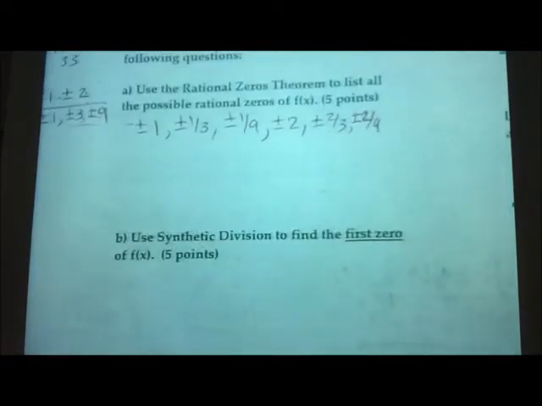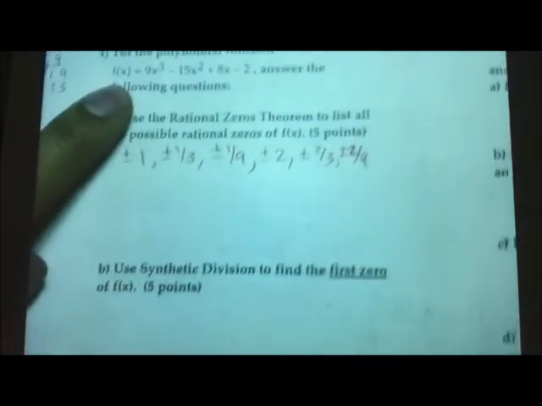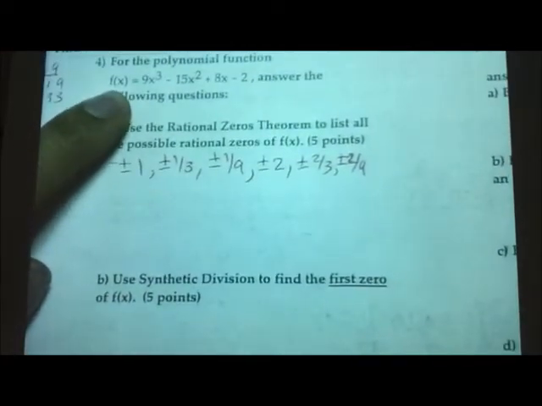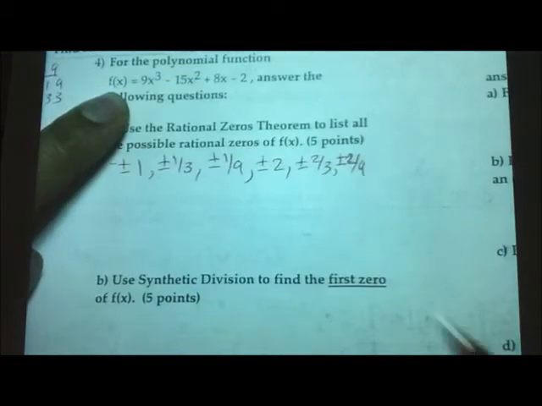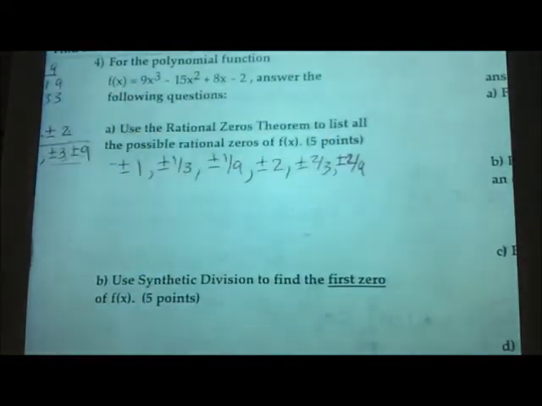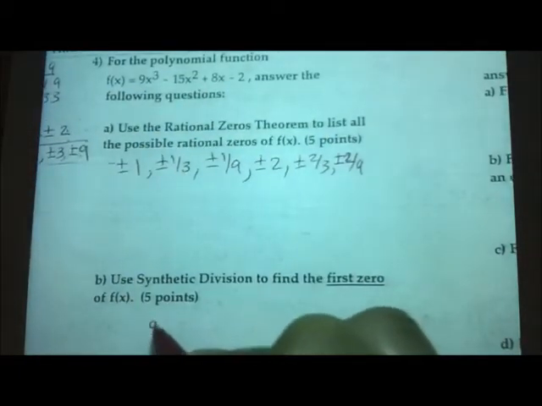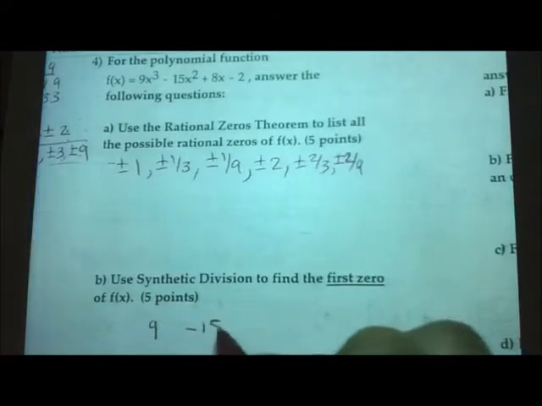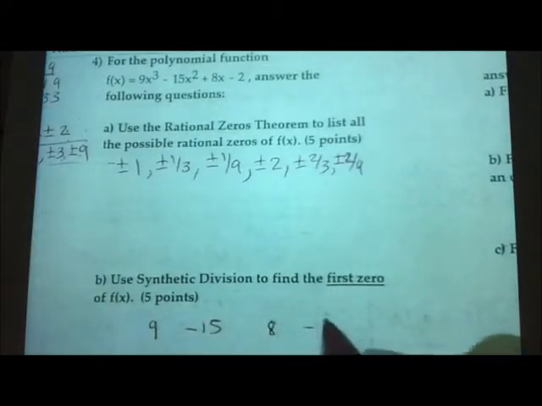Now, use synthetic division to find the first zero. So, here's the shortcut to this. Synthetic division comes from using the original equation, right? Yes. So, which are the numbers I'm supposed to use? 9, -15, 8, and -2.